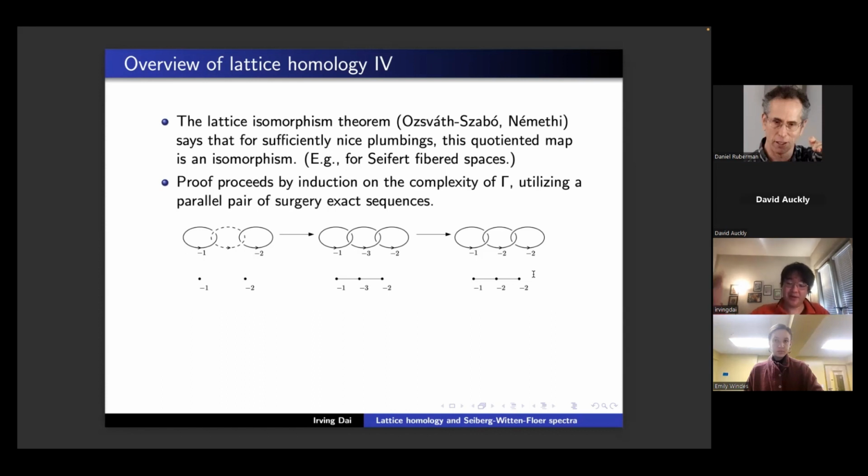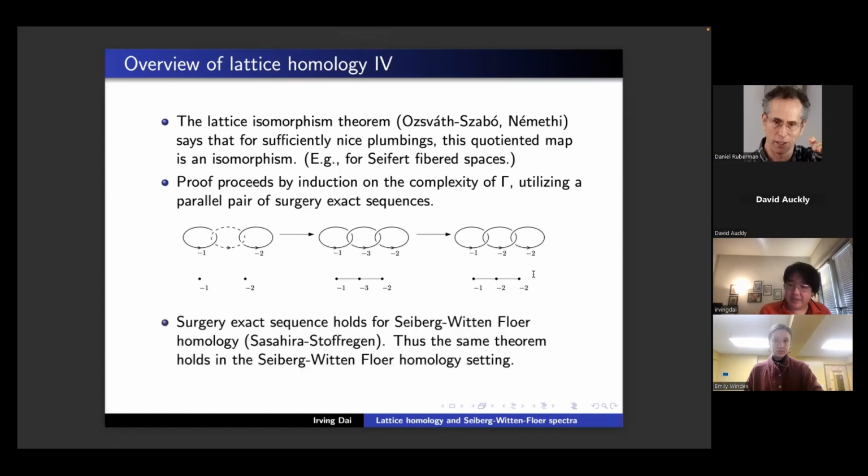Okay, and that's how you prove that in general, or for some class of negative definite plumbings, your lattice homology is isomorphic to Seiberg-Witten-Floer homology. Okay, so that's a very rough idea of the proof. But the point is that if you have the same formal properties in whatever Floer homology theory you're considering, the lattice homology will once again be isomorphic to your Floer homology.